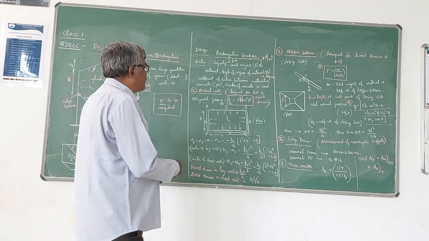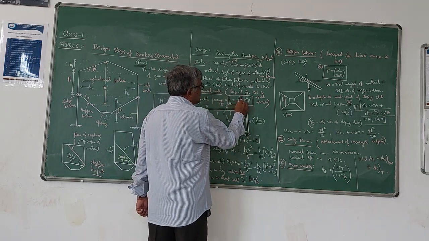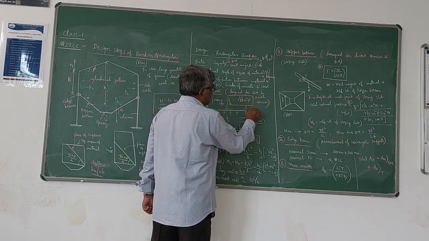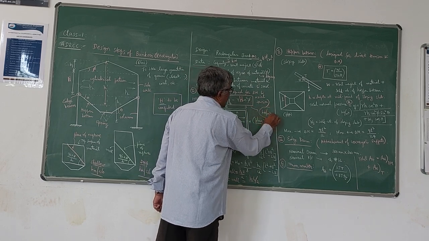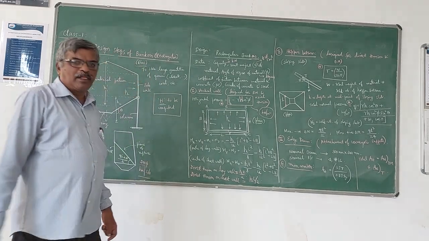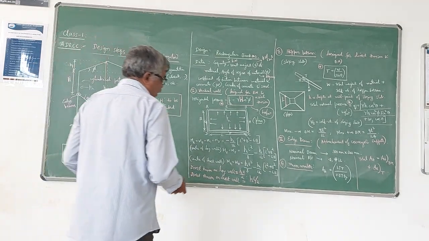So you can see here, the unit of gamma will be in kilonewton per meter cube, h will be in meter, and this is a constant. So the unit of this will be kilonewton per meter square. So calculate this value of pH. That is why it is called pressure, because the unit is per meter square.